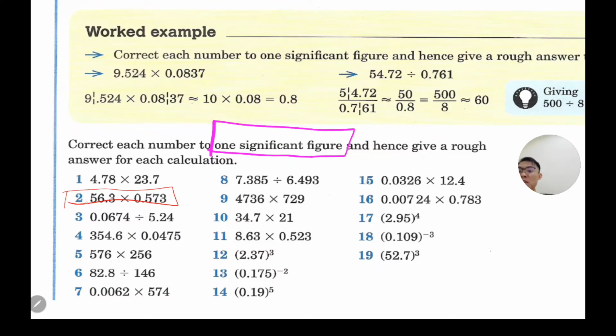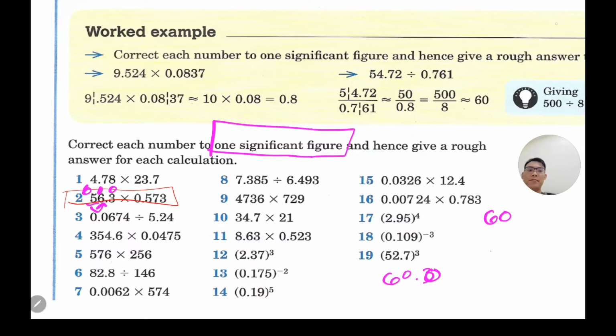Why? Because our first significant figure is 5, correct? And our next significant figure is 6. So that means your 5 will become 6 and the rest becomes 0. So we have 60.0. And remember that 60.0 has 3 significant figures. We have to change it into 1, so it becomes 60 only.